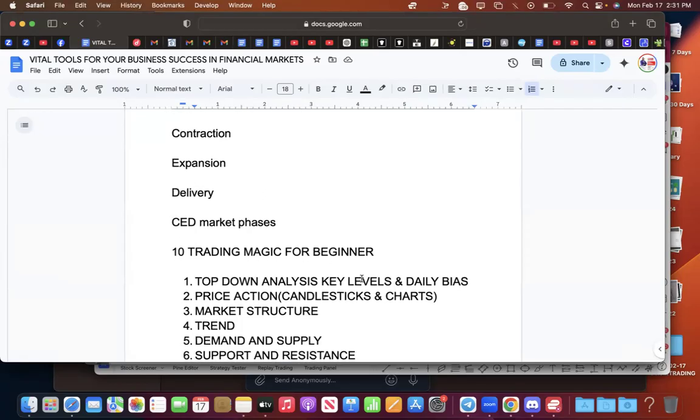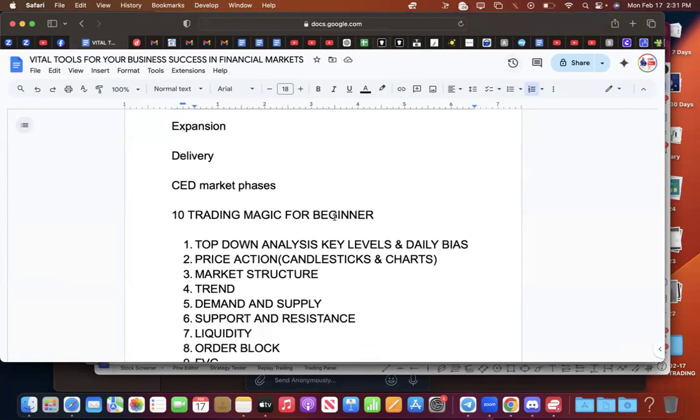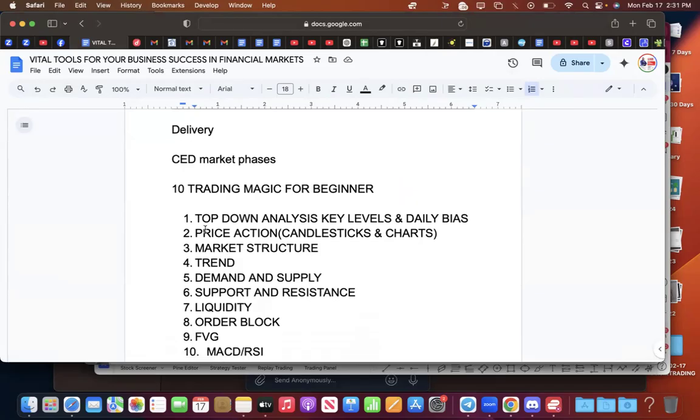The market has a pattern of movement. It accumulates, which is contracting. Contraction takes place first and eventually a breakout, so we have expansion. It can expand up and then deliver down, and of course return back to contraction as the market moves, per day. I call it CED, the market phases.